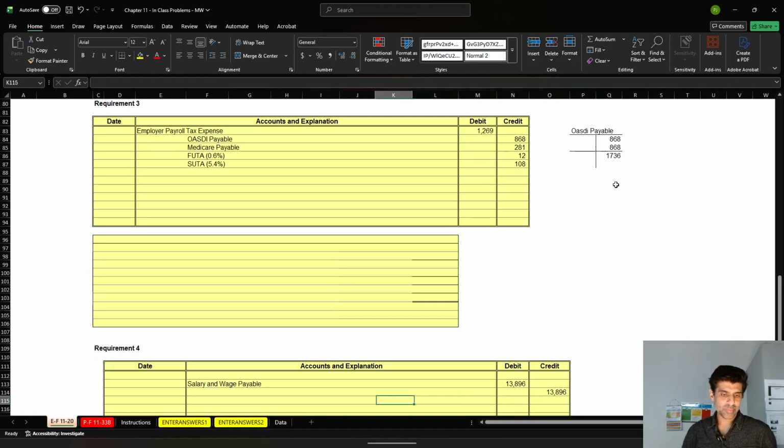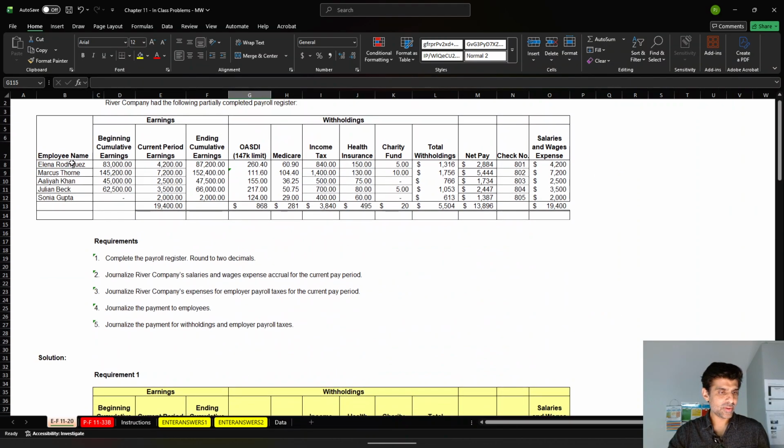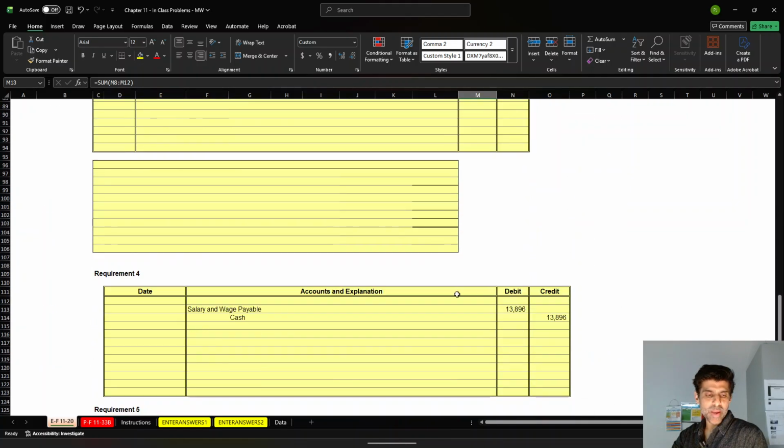Cash. Exactly. Now this is going to be in the form of, how many employees did I have? I think 6. This is going to be 5 checks, right? And the respective amounts are this, this, this, this, this. But the total amount of cash that is going out is 13,896. Okay? So that's the first one. This is on payday, or whatever my payday is.